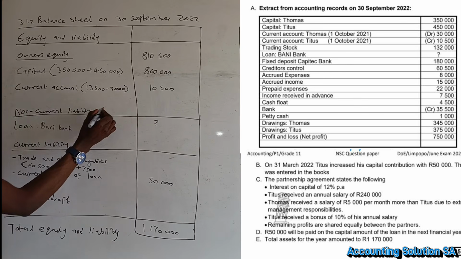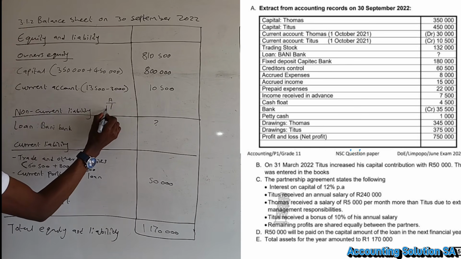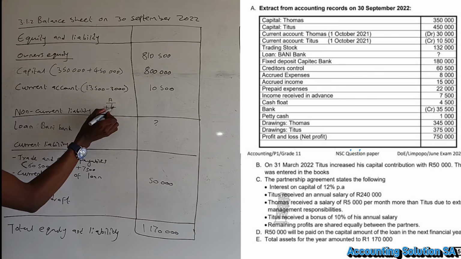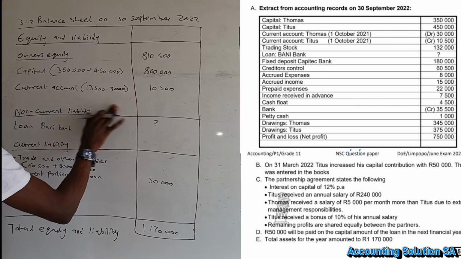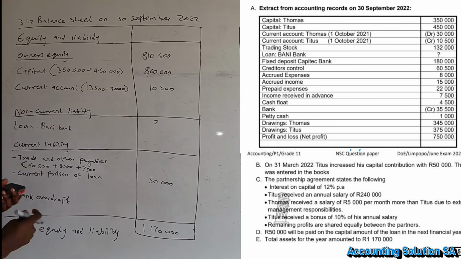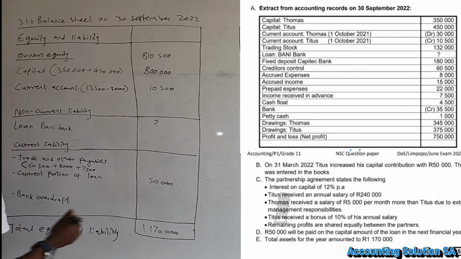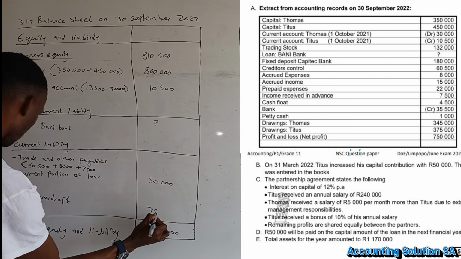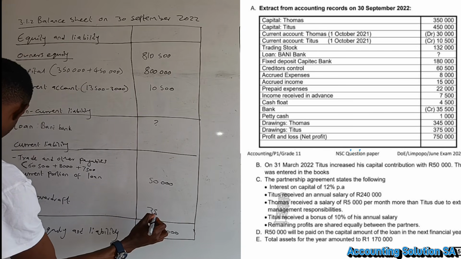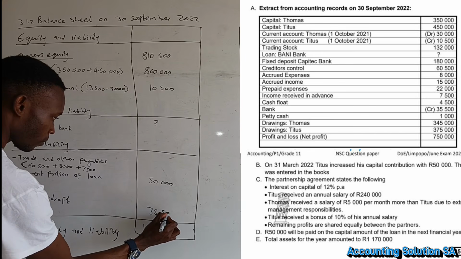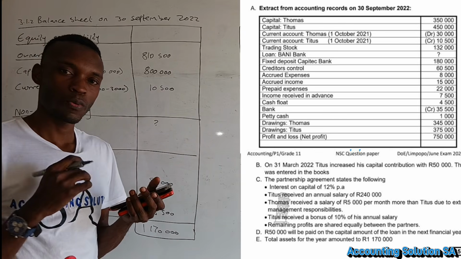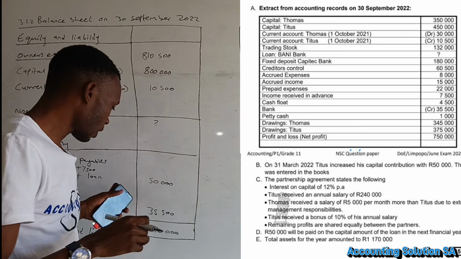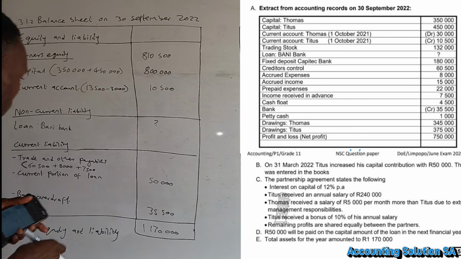Remember, assets increase on the debit and decrease on the credit, which means that this amount is negative because it's a credit balance. Okay, if it's a credit balance, it's a bank overdraft. We are owing a bank. It's a liability. Okay, it's 35,500. Very simple, 35,500. Okay, please make sure that you check carefully when it comes to bank, because it can be an asset and it can be a liability. If it's an overdraft, it's a liability.